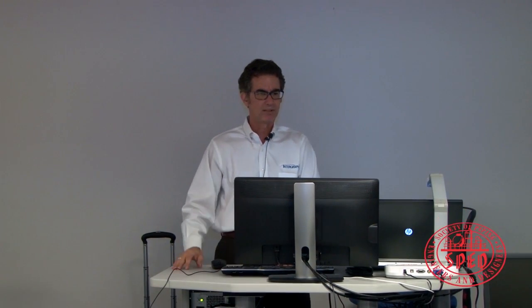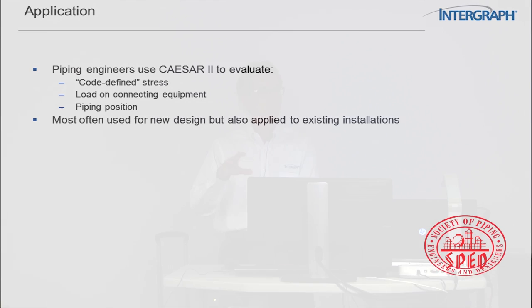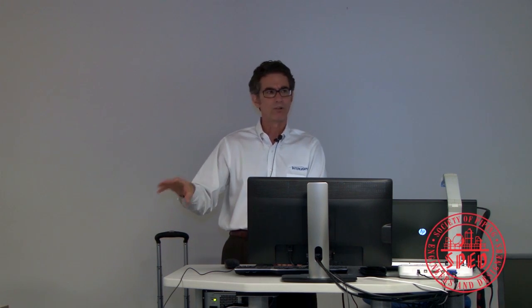Now, the engineer who's doing the analysis basically has three goals in mind. Basically, calculate those code-defined stresses and evaluate them. In many cases, though, the load on the equipment is going to be the tail wagging the dog, if you will. It's the equipment that is more sensitive. When you get close to a pump, you might only be using 5 or 10% of the allowable stress in the pipe in order to get the load on the pump low enough.